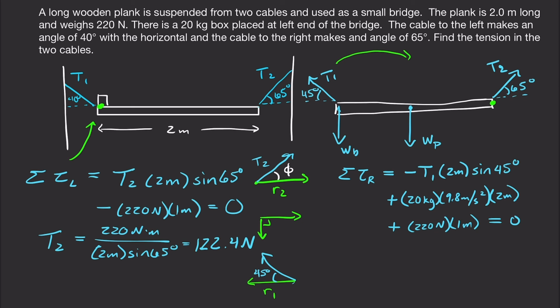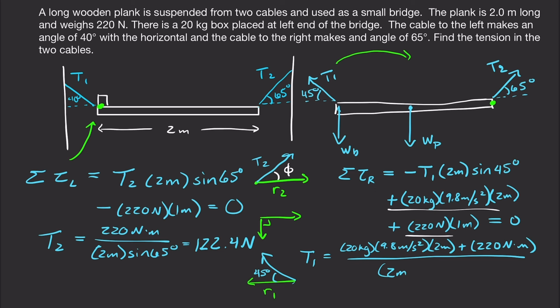Okay, so now we need to solve for T1. So we'll need to move it to the other side and then divide all of this. So 20 kilograms times 9.8 meters per second squared times 2 meters plus 220 Newton meters. So this term and this term. And then we moved T1 and all that term to the other side to make it positive, and now we need to divide by everything in front. So 2 meters times sine of 45 degrees, and that will give us a tension of 338 newtons.